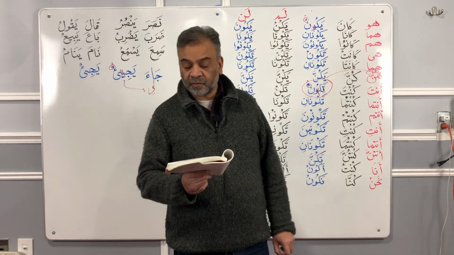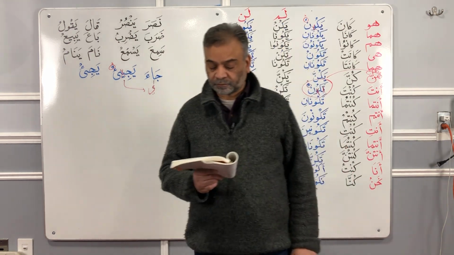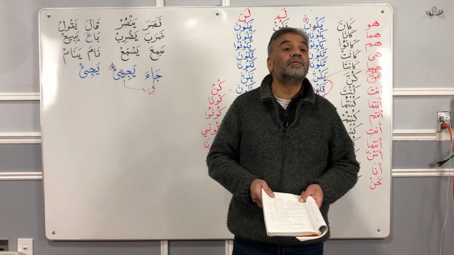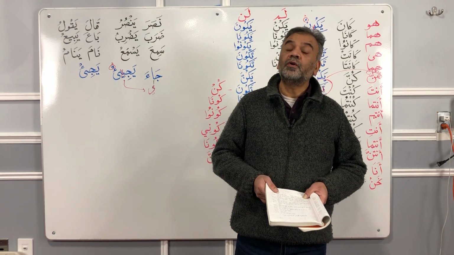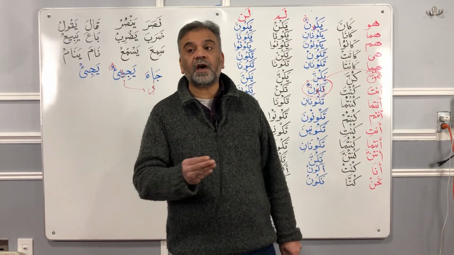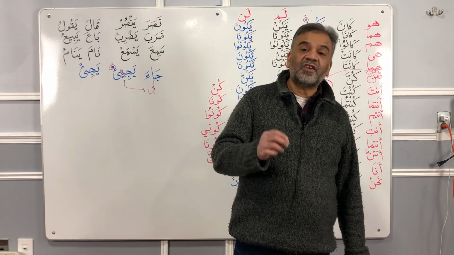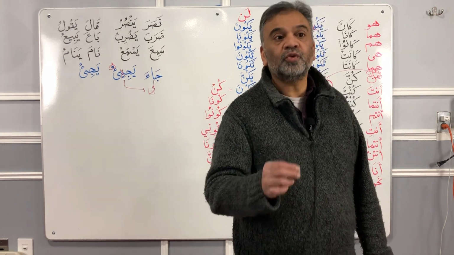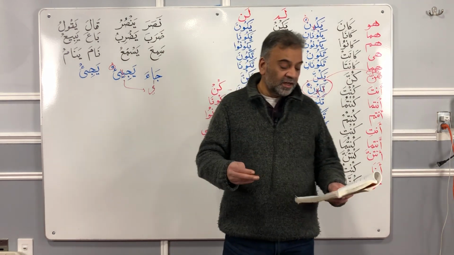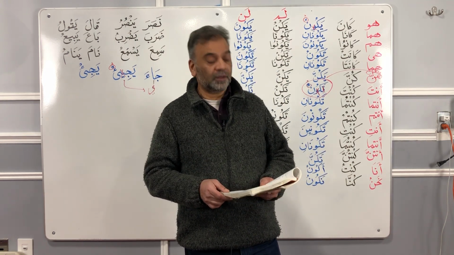Adnan said, Kuntu, I was, fil mustashfa, in the hospital. Kuntu maridan. Now with kuntu, when it is kana and the derivatives of kana, we don't call it fa'il, we call it ismu kana. Kuntu, where is the ismu kana? Tu is the ismu kana. And where is the khabar kana? Maridan. I was sick. Jiddan, very sick. What is jiddan? Maf'ulun mutlaq.